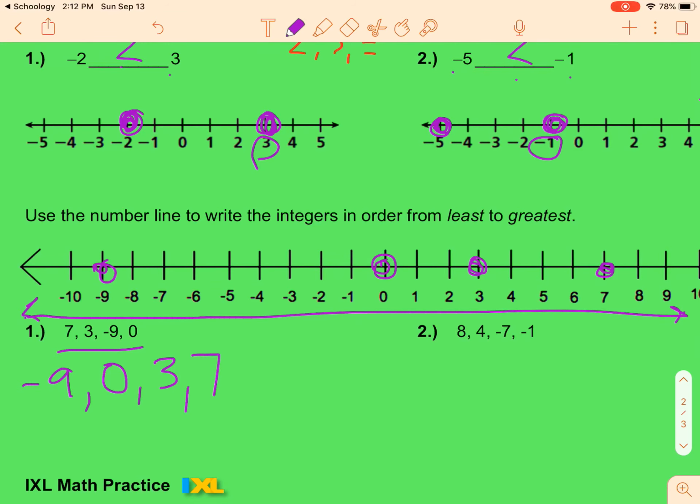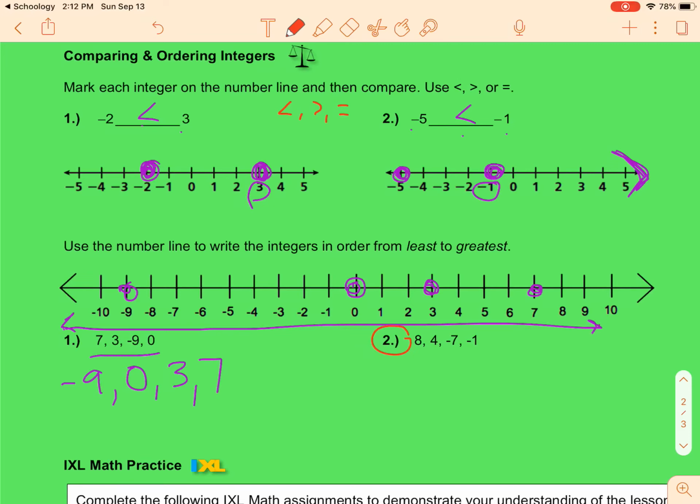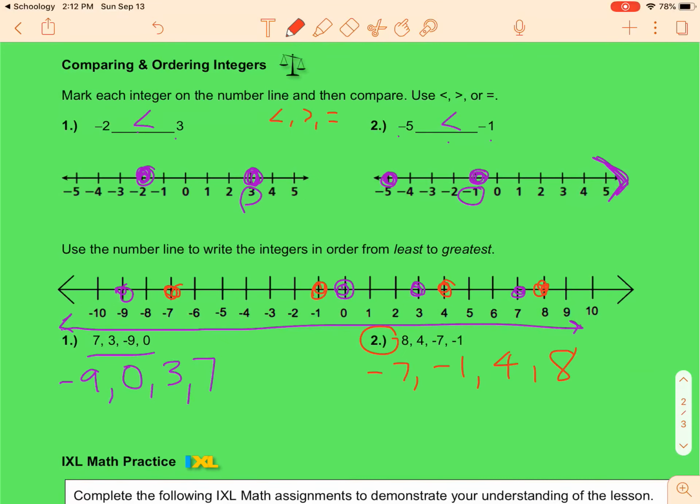Great work. Now I'm going to change colors, and we're going to do the same thing with number 2. I have an 8, a 4, a -7, and a -1. Putting them in order from least to greatest, my smallest number is -7, then -1, then 4, then 8. As you do more of these practice problems, you might not even need to graph them on the number line, but it's a nice visual.